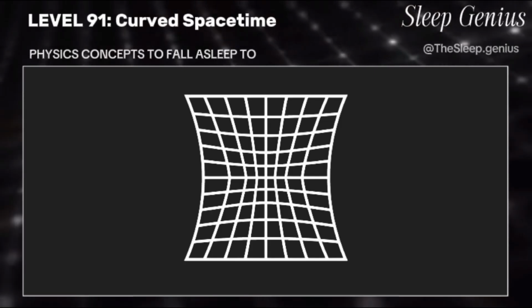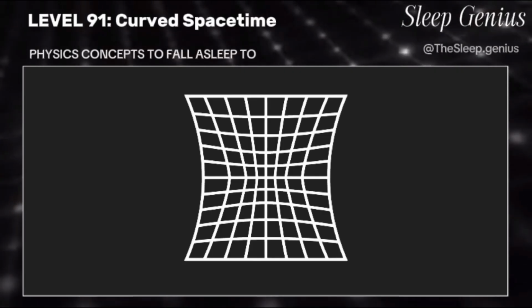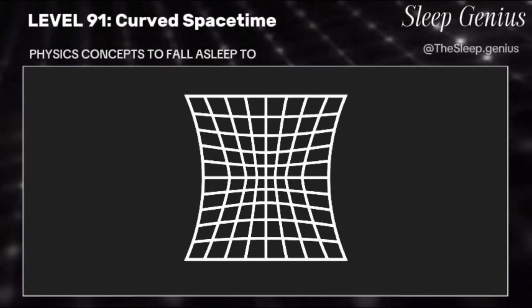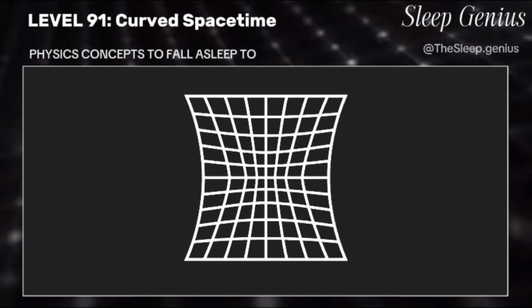Curved spacetime interacts with objects moving through it. Planets orbit because they follow the curves, not because they are pulled. Light bends when passing near massive objects. These interactions create the patterns of planetary motion and gravitational lensing, where distant stars appear shifted.